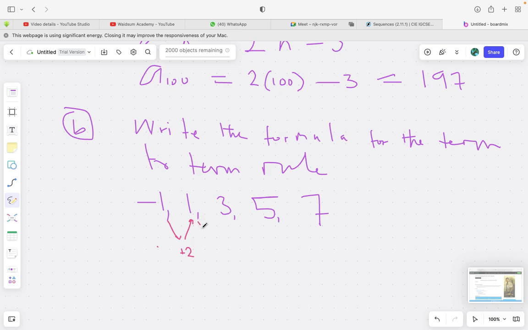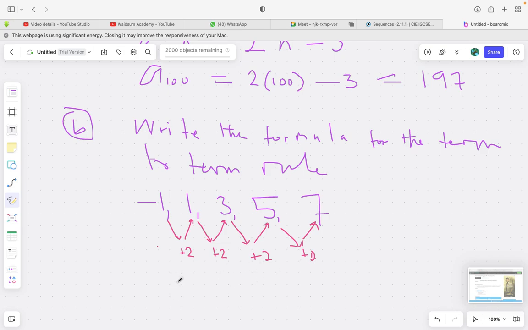Then from 1 to 3 is also positive 2, right? The difference is positive 2. That's 3 minus 1, you get 2. From 3 to 5, the difference is also positive 2, right? The term to term rule is positive 2. From 5 to 7, the difference is also positive 2. So it has a common difference. Once it has a common difference, if the difference is the same, then the problem is easy.